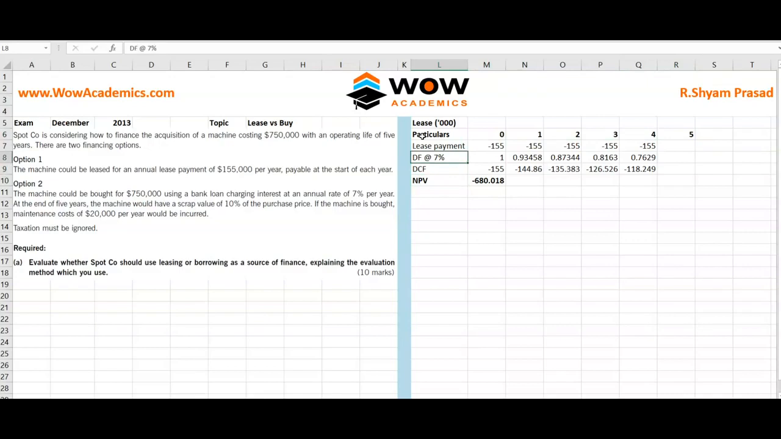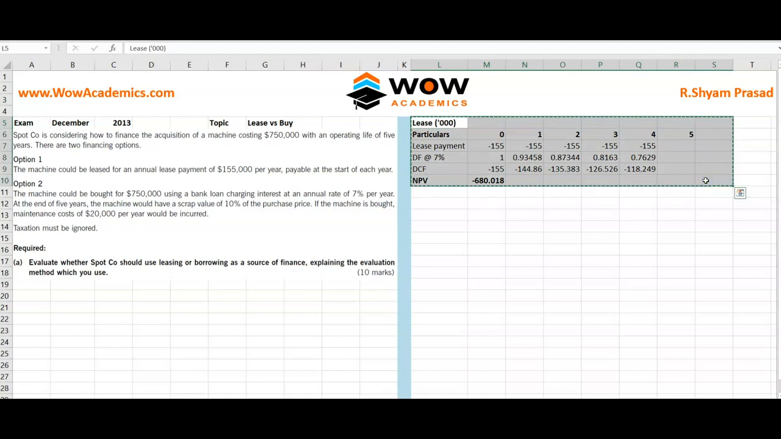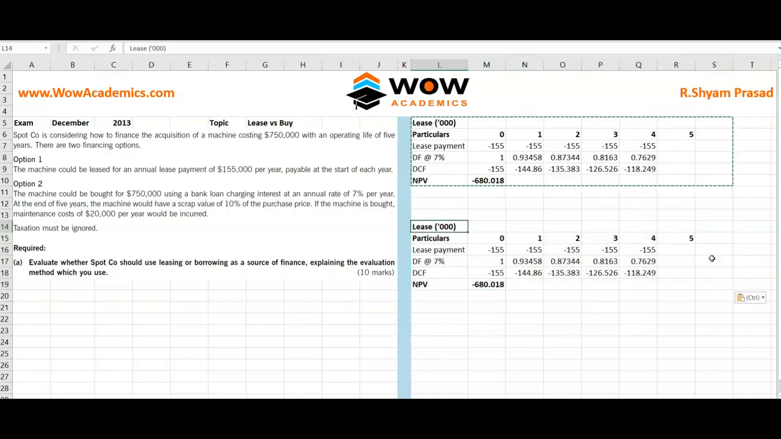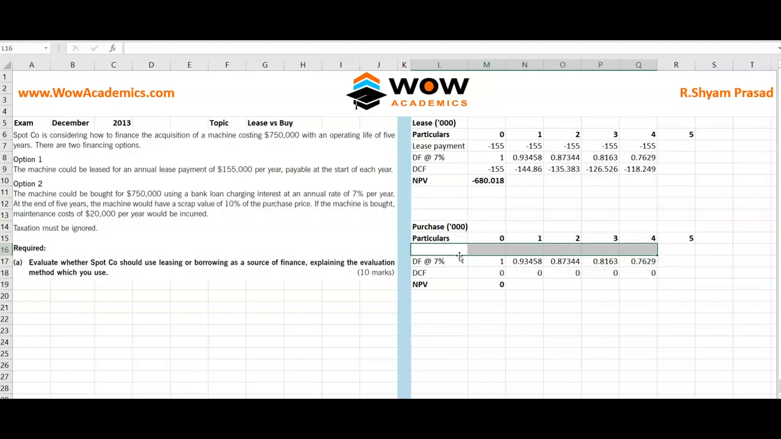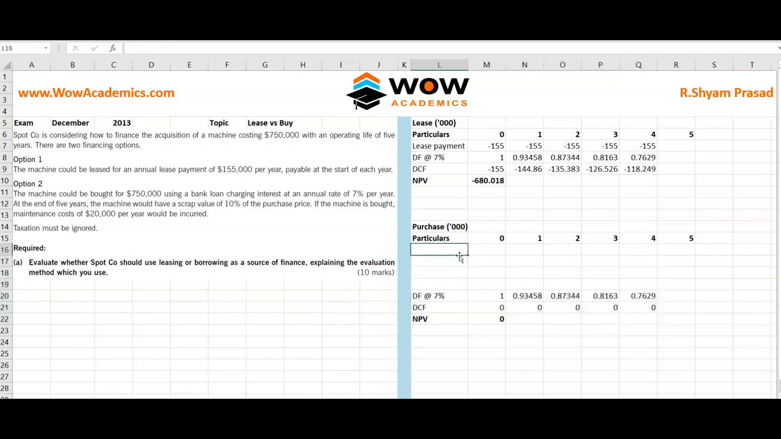We have to do a similar thing for the purchase, the borrowing and purchase. So we'll copy this table and use it as necessary. We'll have it here and take it as purchase. Again, purchase is done in thousands. Particulars is there, and we have a lease payment. Lease payment is not there, so we'll remove this element totally. These cash flows we'll copy and have below. If there's any other cash flow in between, we'll work it out here.